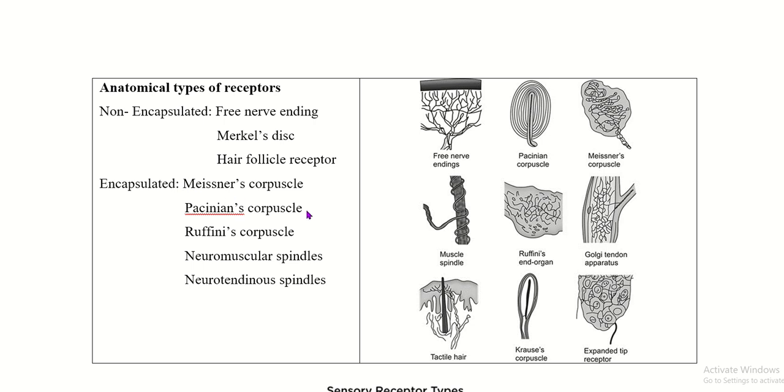encapsulated receptors are Meissner's corpuscle. This is the Meissner's corpuscle, Pacinian corpuscle, Ruffini corpuscle or Ruffini end organ, neuromuscular spindle, and neurotendinous spindle. This is the Golgi tendon apparatus. This is Krause's corpuscle, and this is an expanded tip receptor. This is the free nerve ending, peritrichial free nerve ending. This is a free nerve ending, and this is a muscle spindle.